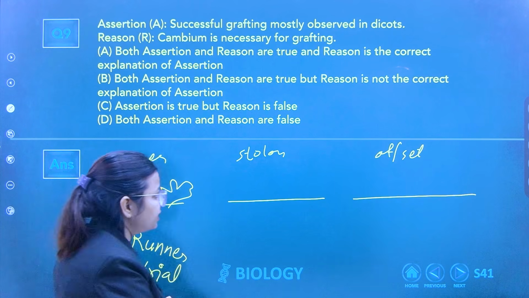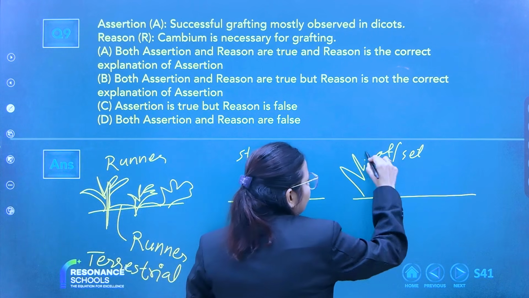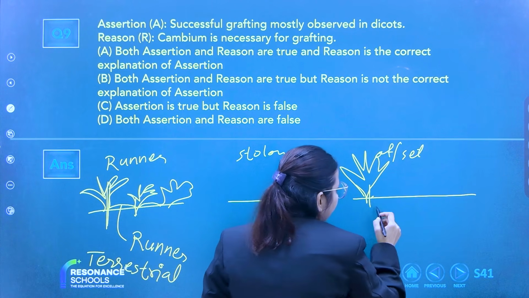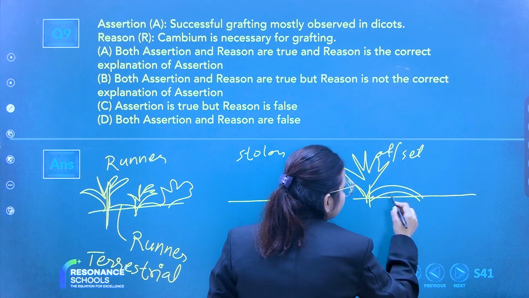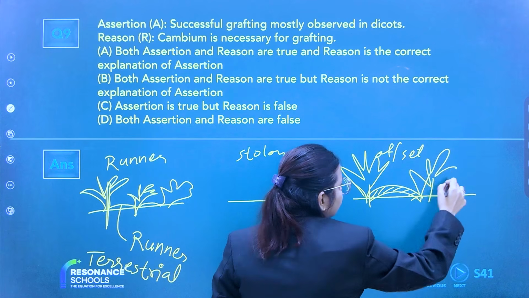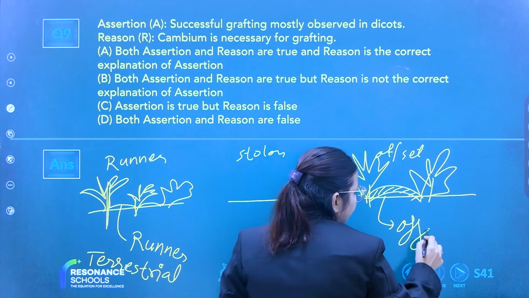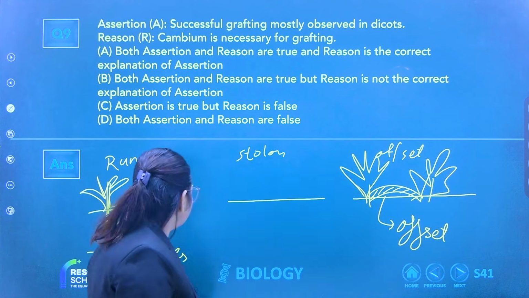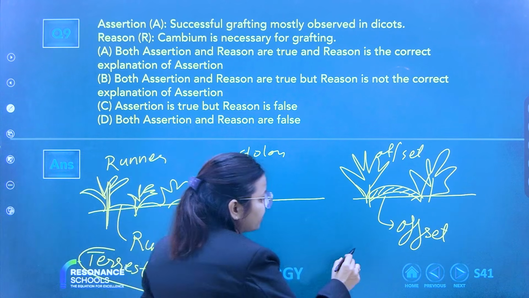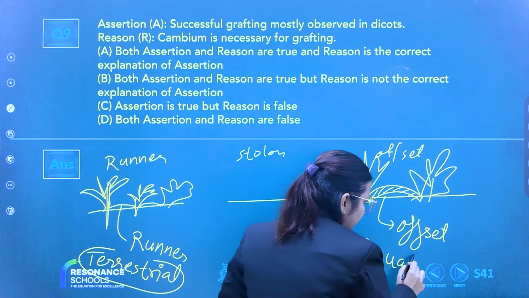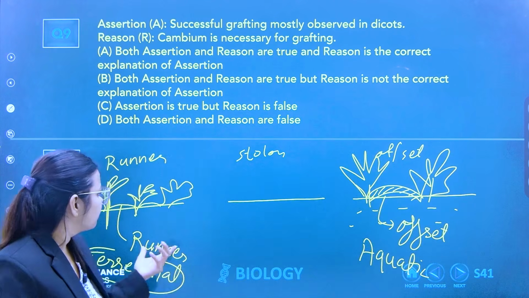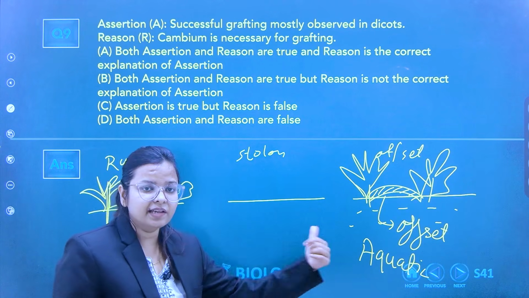What is happening in offset? A very beautiful plant is here, and this is your stem. So what is happening here? This is a new plant, say. So this is your offset. What is the difference? It is thin, it is thick. This is in terrestrial area, this is in aquatic area. It's in water. So the difference is nothing but thin, thick, terrestrial, aquatic.